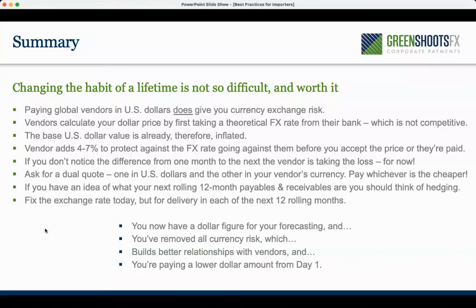So to summarize, you are overpaying between 4 and 7%, and we've seen examples of actually 10%. And if you ask for a dual invoice, i.e., ask for a quote in US dollars as you do today, and then just take an extra 30 seconds and ask your vendor for an invoice or for a quote in their currency too, and then pay whichever is the cheaper, you'll find that in most cases, the currency amount will be the cheapest. And if you're given terms, and even if that's 2, 3, 5 days, 7 days, a month, 6 months, fix that exchange rate today.